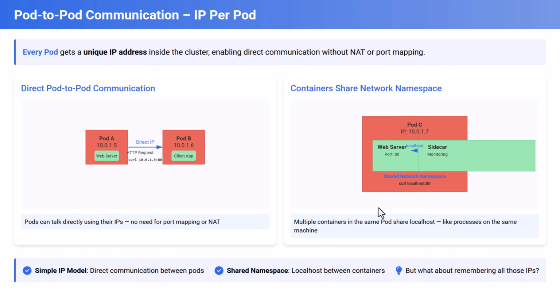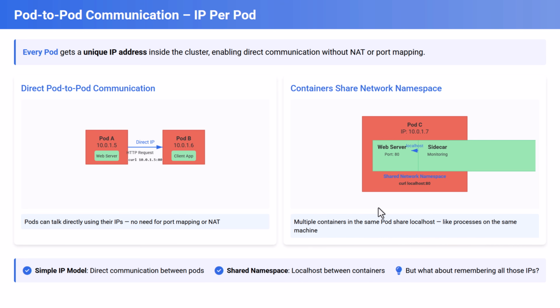In Kubernetes, every pod gets a unique IP address inside the cluster. That means pods can talk to each other directly using their IPs, no need for port mapping or NAT. And when a pod has multiple containers, they all share the same network namespace, which lets them communicate using localhost, just like processes running on the same machine. For example, if container A runs a web server on port 80, container B in the same pod can reach it using curl localhost 80.